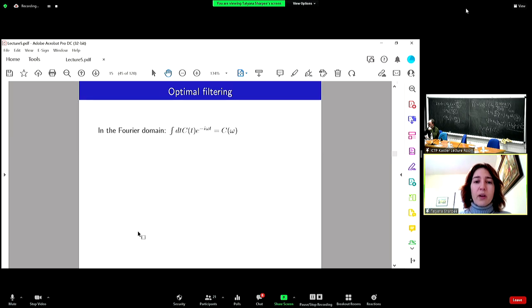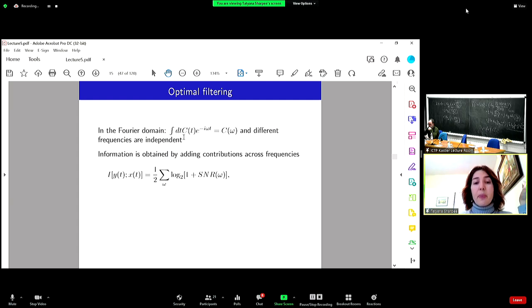So when we go to the Fourier domain, instead of thinking about the autocorrelation matrix as a function of time, we think about it as the power spectrum, as a function of frequency. And different frequencies are independent, if this is a linear system and the signal is Gaussian.